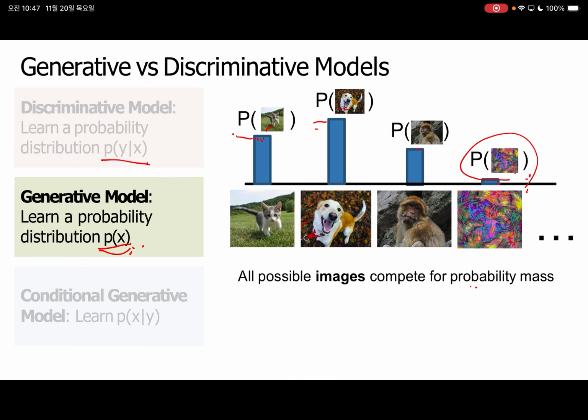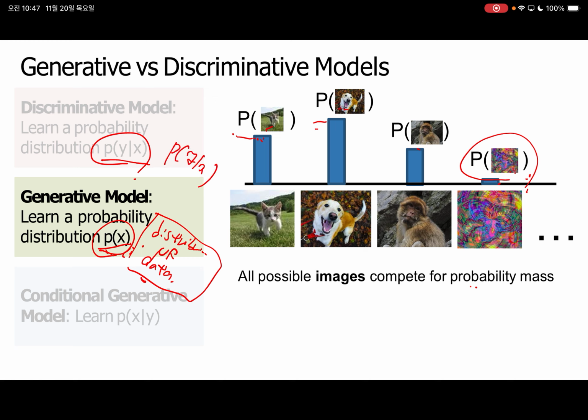But here, the focus of a generative model is not the label. It is the distribution of data. Right? Mathematically, very clear. So it is interested in p(x), where x is data, y is label, right? So a generative model is interested in the distribution of data. So that is the reason why this image might get some low number. This image is a little bit far from real-world images, right?